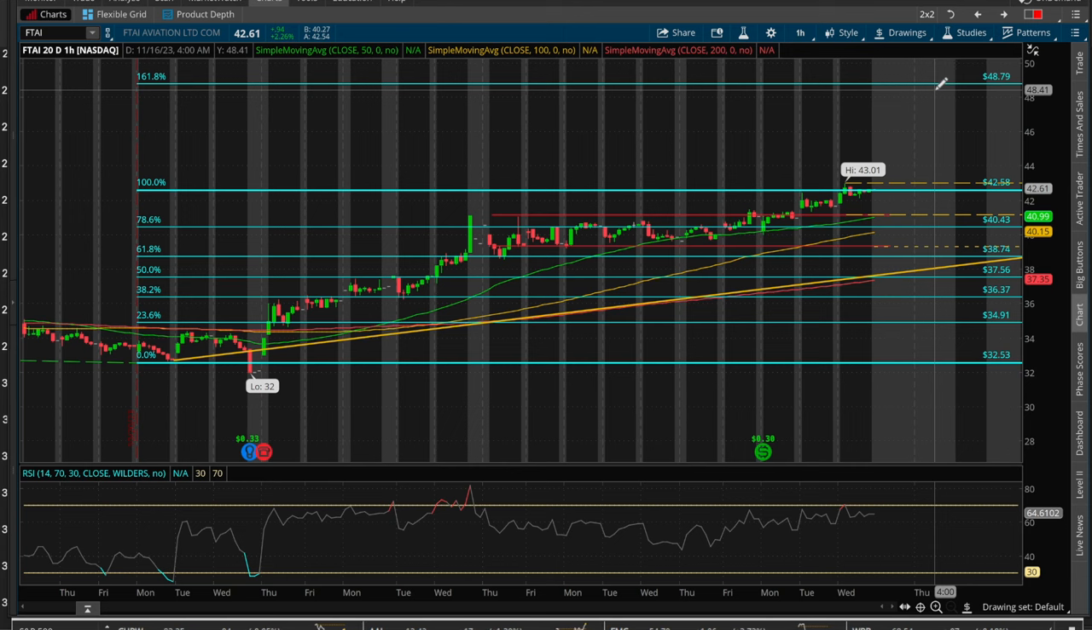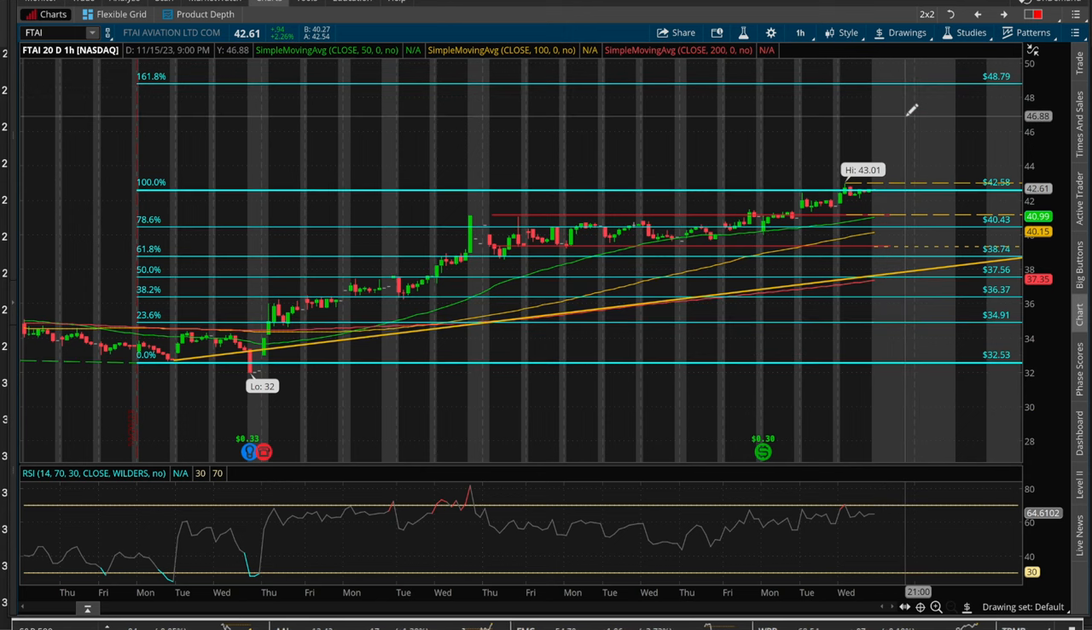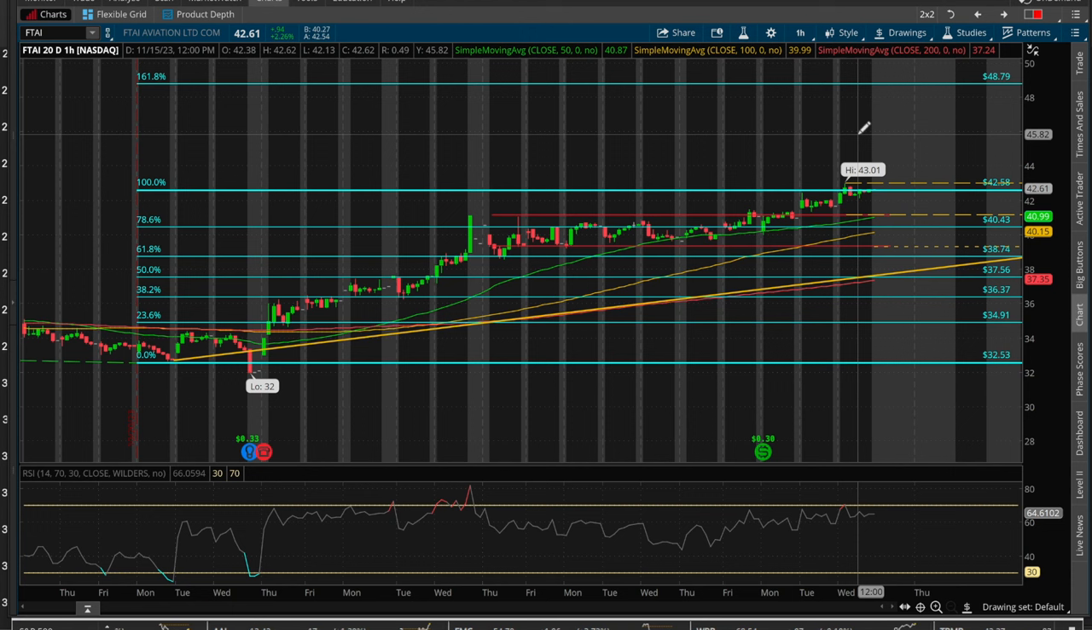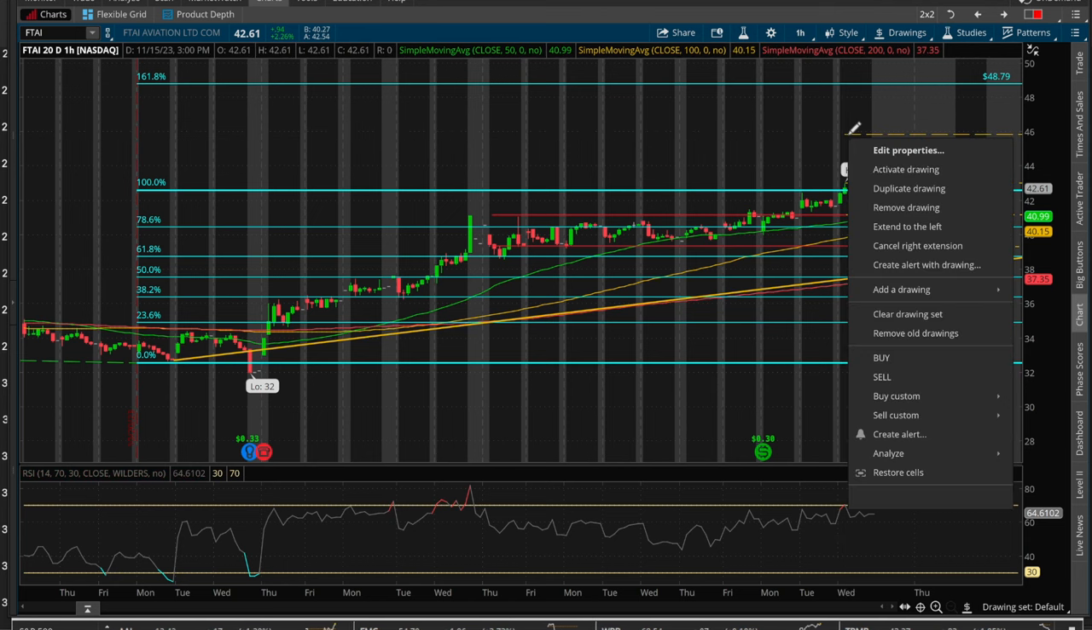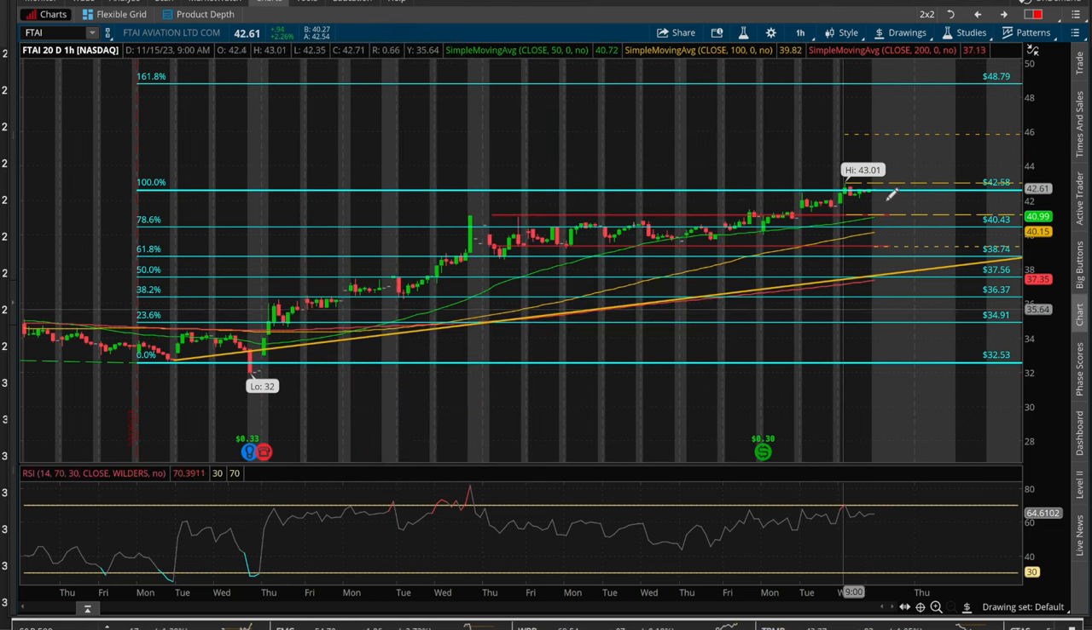That would be the first one. I would probably put something right smack in the middle of that just so that I don't use that level. It's too far off. I would probably put something in the middle, right, as one of my, let me get right there. Okay, and edit properties and change the style so that I know that that would be a target. Okay, so that would be my play to the upside, and this would be my play to the downside.